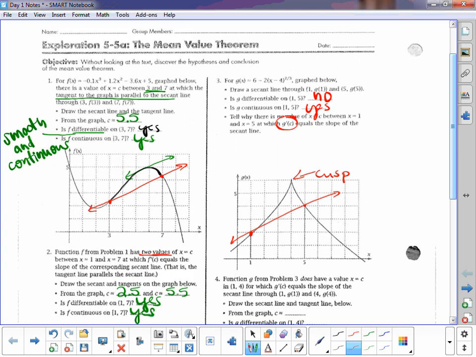Some of you might have said, well, because it's not differentiable at a point, you might have said something about the slopes being steeper. I would probably stick with that, so that's what I'm going to put down. If we look at all my little tangent slopes here, they're all steeper than the actual secant slope itself. So the slopes of the tangent lines are steeper than the slope of the secant line.